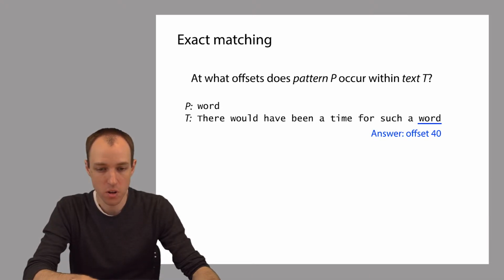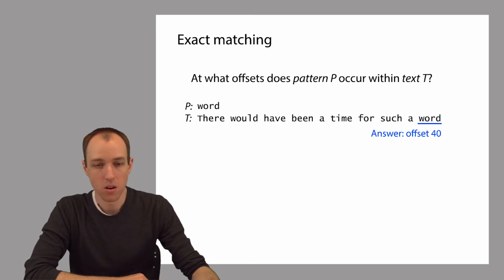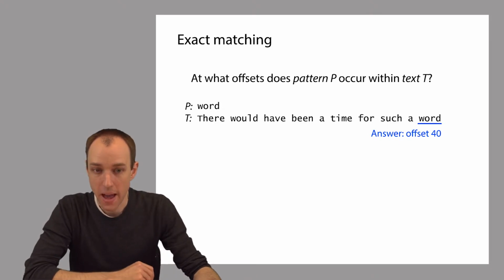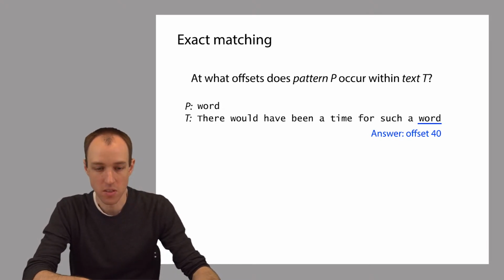In this example, we have a pattern P, which is "word", and we have a text T, which is "there would have been a time for such a word", and there's one occurrence of the pattern all the way at the end, which is at offset 40. More specifically, the leftmost character of T that is involved in that match is at offset 40. So we say that the match is at offset 40. And that's the only place where the pattern occurs in this text.